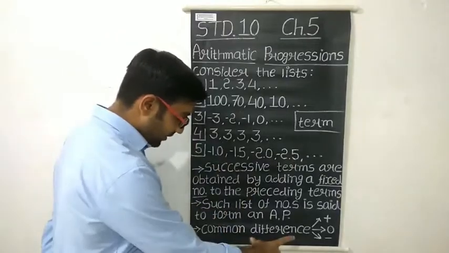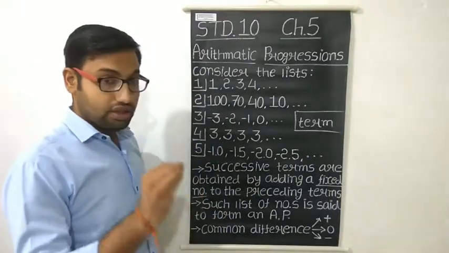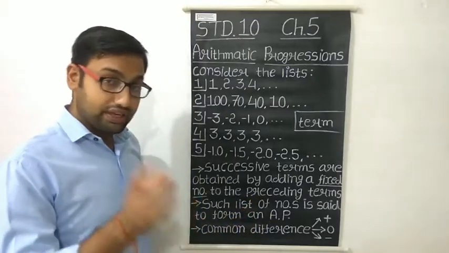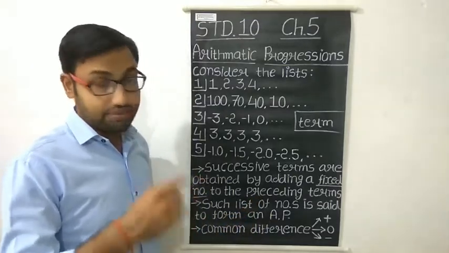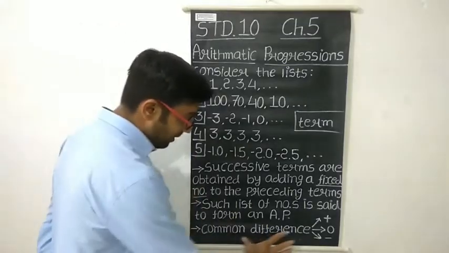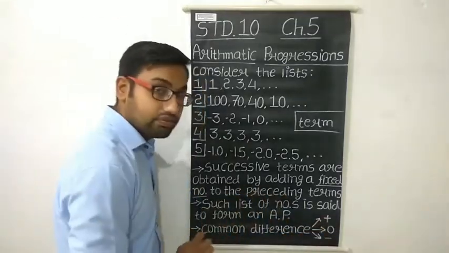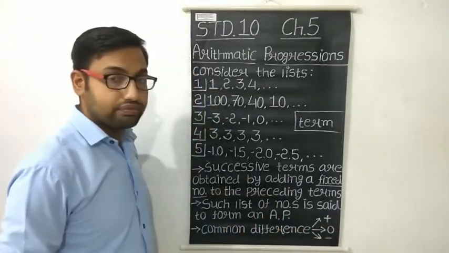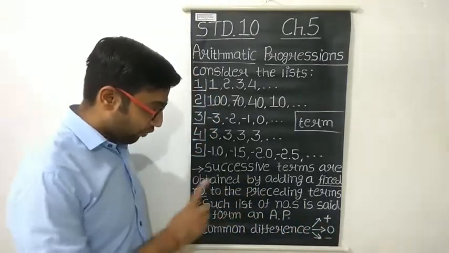And what kind of value can the common difference have? It must be a plus? No. It must be a minus? No. It must be a 0? No. It is not necessary. It may be any positive number, or it may be a 0, or it may be a negative number. Let us take one example of each case.